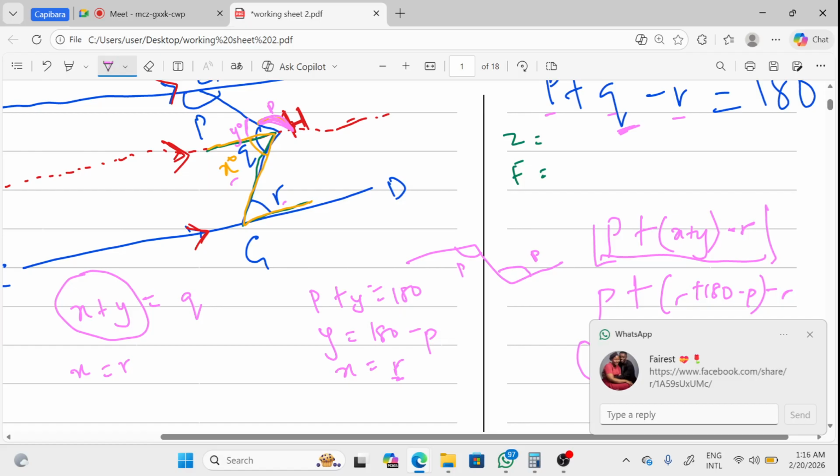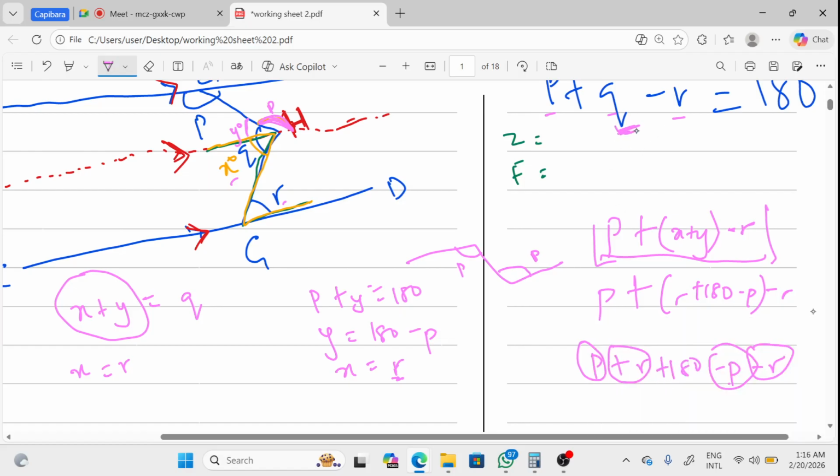Similarly, instead of Q, I just bring in X plus Y, because X plus Y are the two angles that make up Q. So I got the value of Y: my Y is equal to 180 minus P. I got the value of X: my X is alternating to R. So instead of writing Q, I bring in X plus Y.